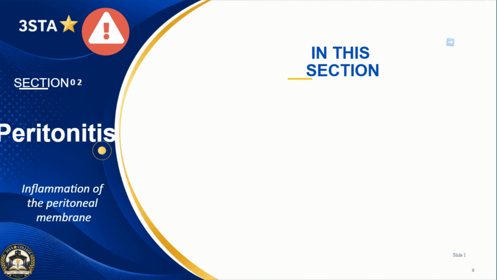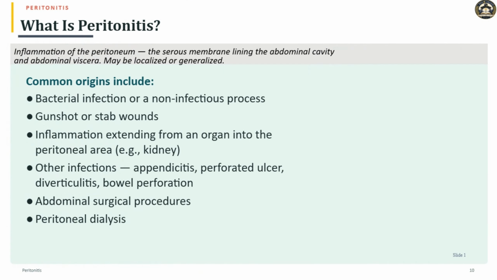Moving on to section 02, we will now discuss peritonitis, which is characterized by the inflammation of the peritoneal membrane. What exactly is peritonitis? It is the inflammation of the peritoneum, the serous membrane that lines the abdominal cavity and its visceral organs. This inflammation can be either localized or generalized.